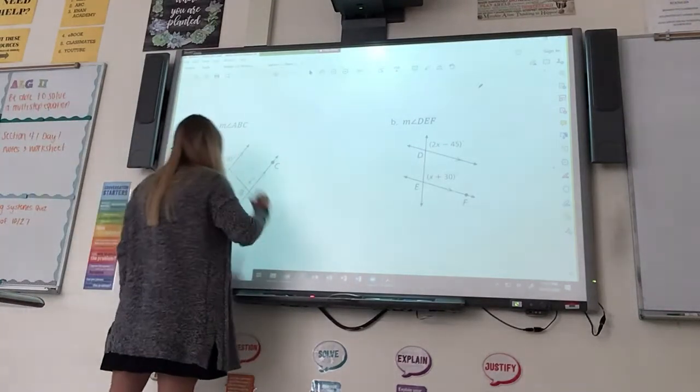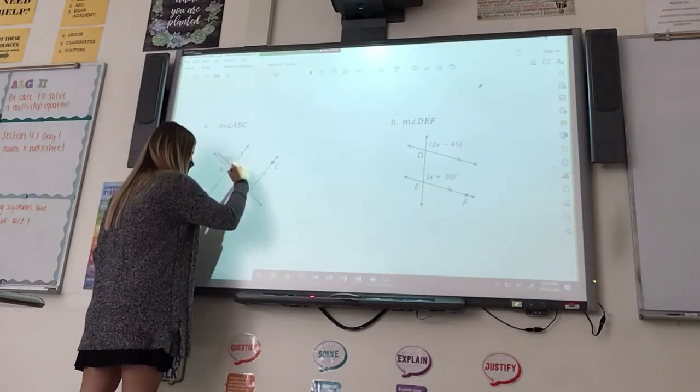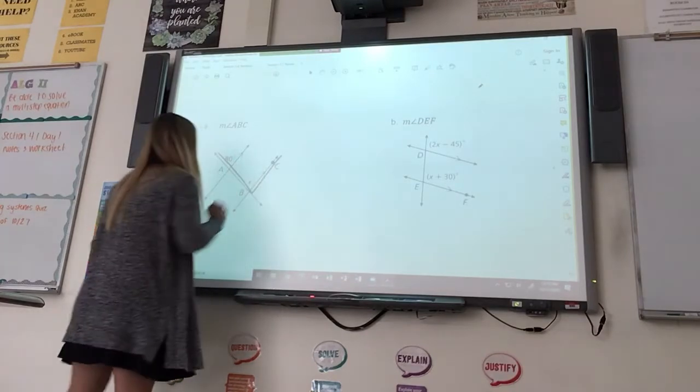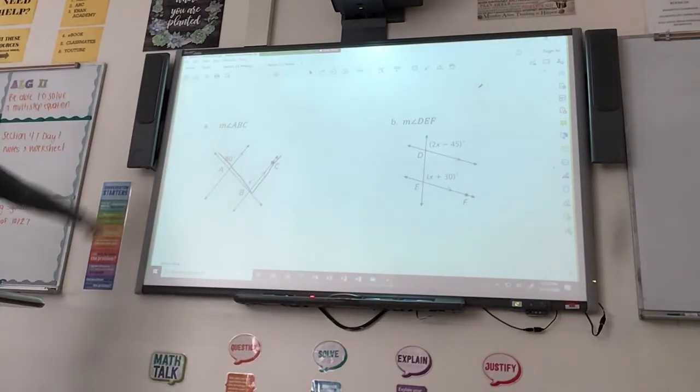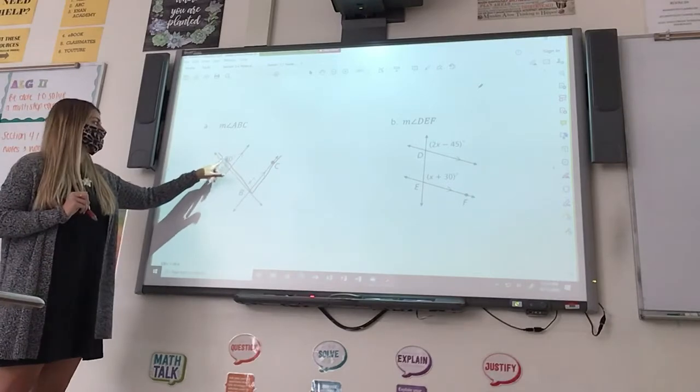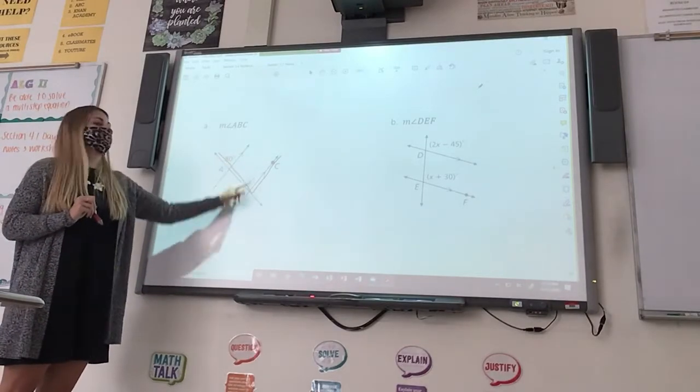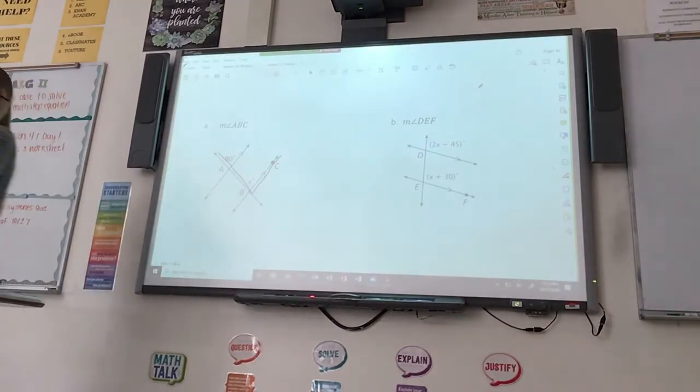That's this angle right here. Well, they're giving me an angle measure, so I want to figure out how these two angles are related. Are they alternate interior? Are they corresponding? Are they alternate exterior? Riley, what are they?